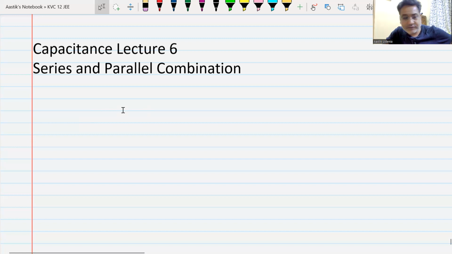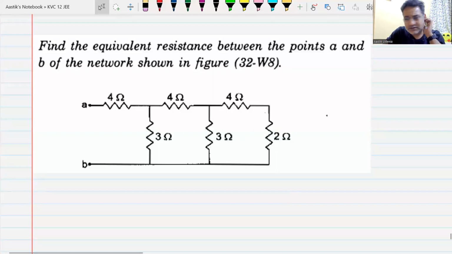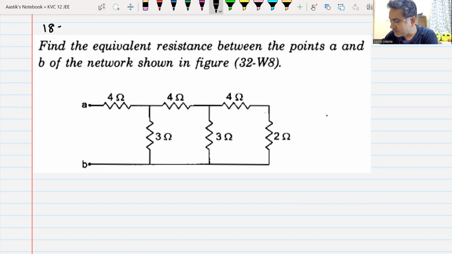Again, this is taken from your favorite book, question number 13 from your book. Page number what I have is 189. So we have to find the equivalent resistance between A and B. Page number 189, question number 13. Find the equivalent resistance between the points A and B of the network. It's a pretty simple question from where I see. What is the answer for this one?